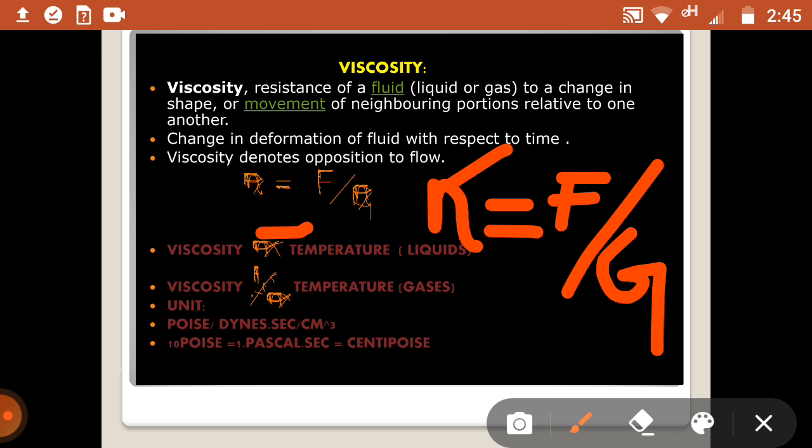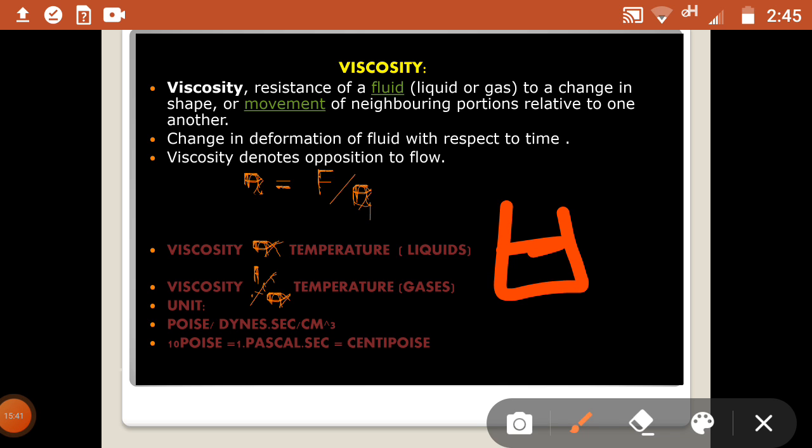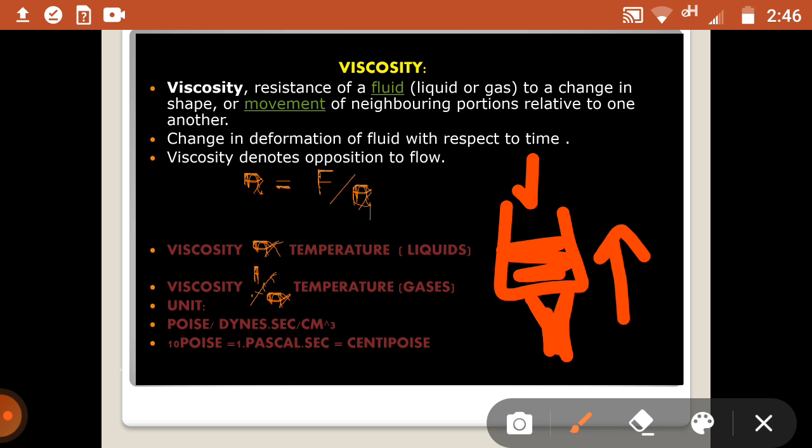And for liquids, it is the exceptional case, and viscosity is inversely proportional. Okay, understand? So viscosity is inversely proportional to temperature for liquids. If you take a container containing a liquid and apply a sufficient amount of heat to that container, as the temperature increases, the viscosity decreases.